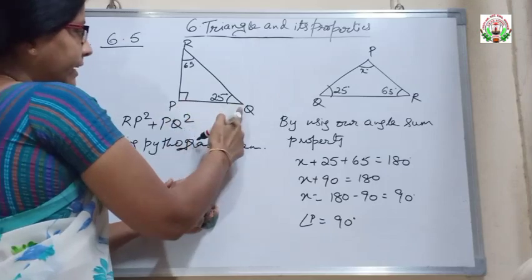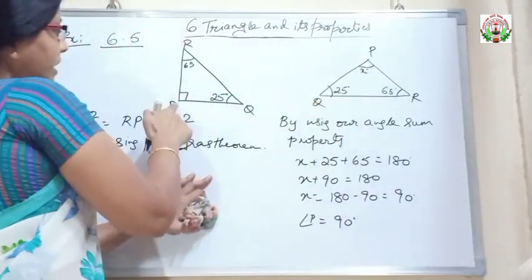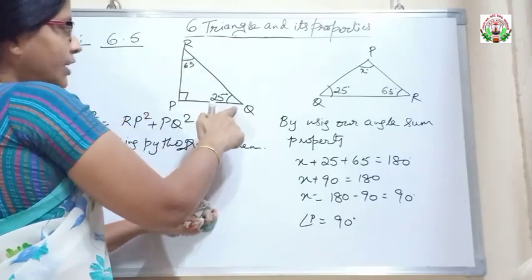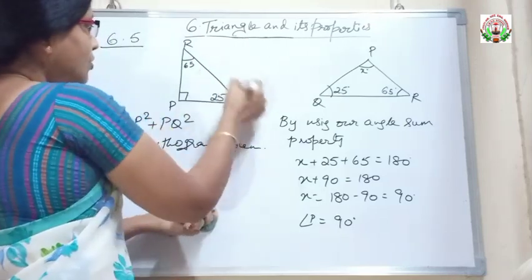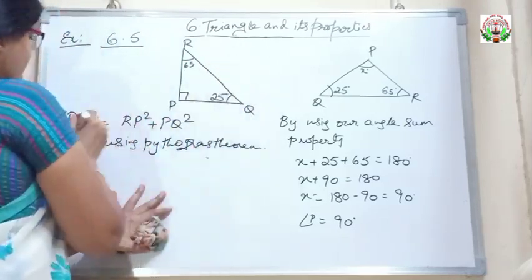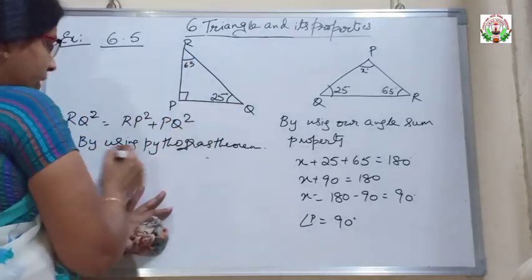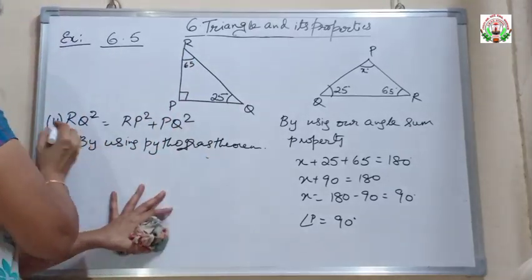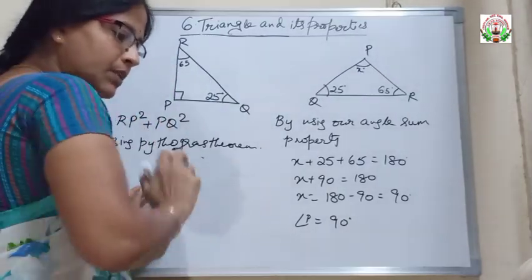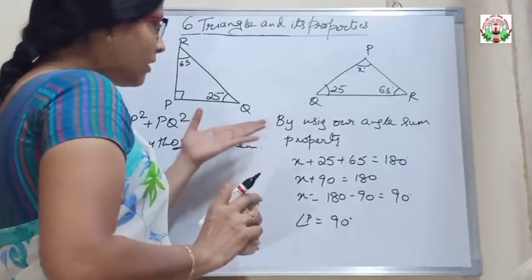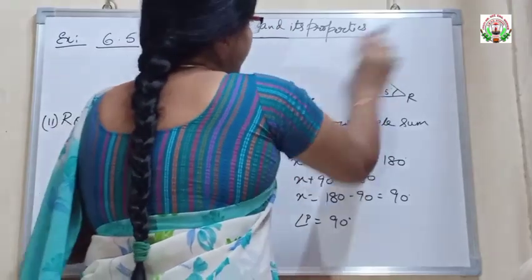So I have drawn that right angle triangle with P here, because P is 90 degrees. So 90 here, R is 65, and Q is 25 degrees. And we know that by Pythagoras theorem, this is your hypotenuse. So RQ square is equal to RP, that is perpendicular square, plus base square. So this is your Pythagoras theorem. So from the three given options, the second one is the correct one. So this is your 6th question. Now your 7th question.